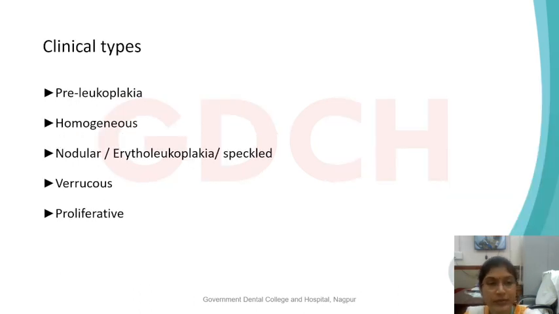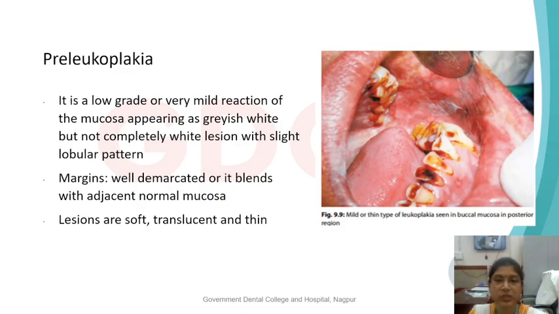The clinical types are pre-leukoplakia, homogeneous, nodular or erythroplakia or speckled, verrucous and proliferative. Now just try to understand each and every type. Pre-leukoplakia is the low grade or very mild reaction of the mucosa appearing as greyish white but not completely white, with slight lobular pattern, and the margins are well demarcated or it can blend with the adjacent normal mucosa. The lesions are soft, translucent and thin.